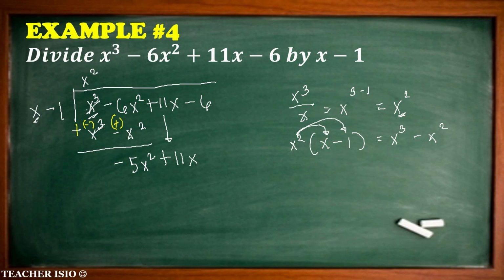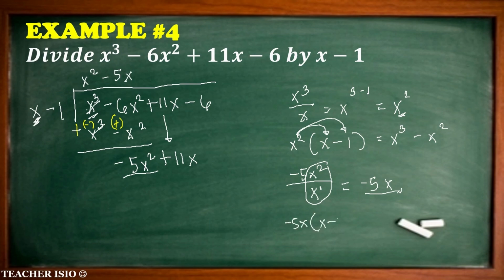So, ano nang gagawin natin? Kunin natin ulit yung first term. So, we have negative 5x squared divide x. Di ba may invisible 1? I-subtract na natin. So, we have x raised to 1, simply x. So, we have negative 5x. So, anong gagawin natin? Etong si negative 5x, i-multiply ulit natin sa ating divisor.